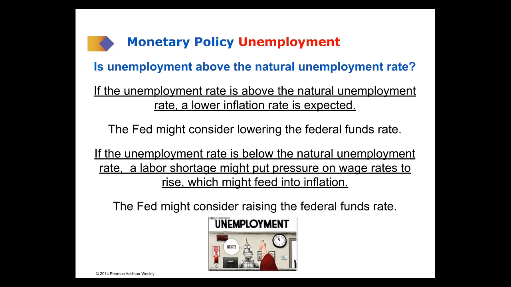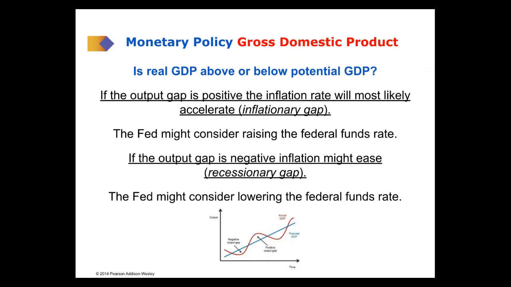And then they have to also look at the gross domestic product. Is real GDP above or below potential GDP? They have to have some forecast of what the output gap is. If the real GDP is below potential GDP, well, then we have a recessionary gap. And the Fed would lower the federal funds rate to put more money in the system and increase economic activity. And as a result of that, real GDP will rise and be closer to potential GDP.